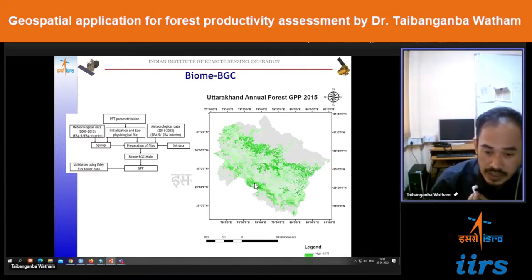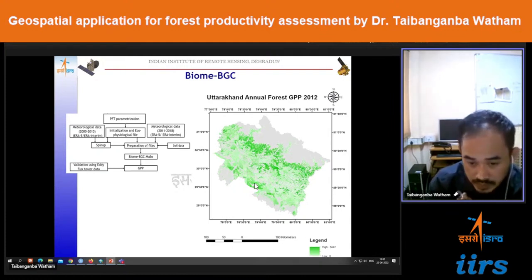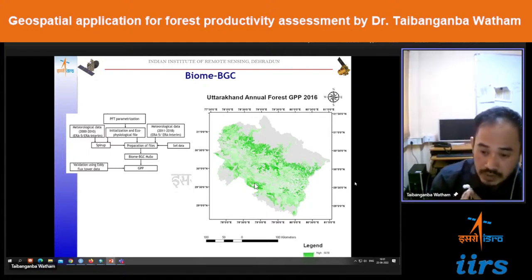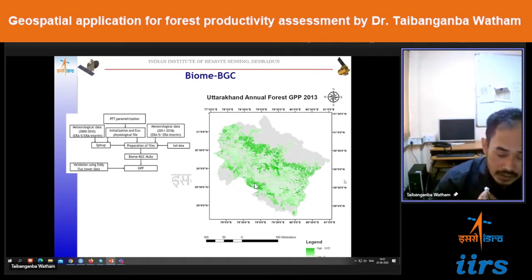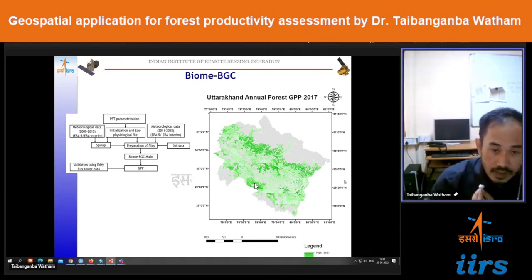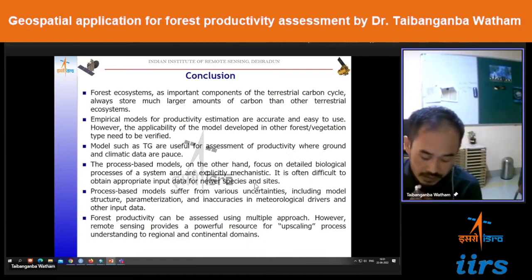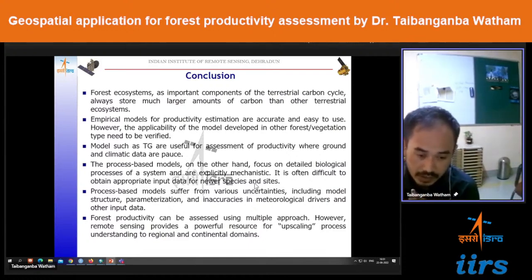So because of the climatic data only, you can see more of a pixel. So if the climatic data or the meteorological data improves, the input data improves, then definitely the output data is going to improve. So these are some of the methods ranging from the simple empirical models to the semi-empirical, then the advanced models like the BioBCC model, and how we can use these methods for estimation of forest productivity.